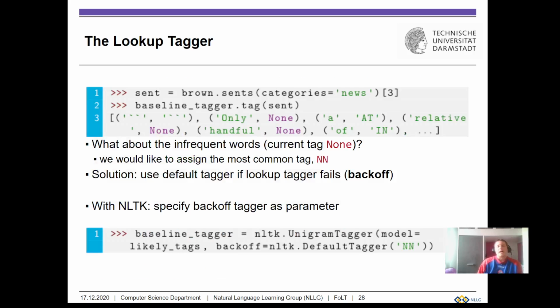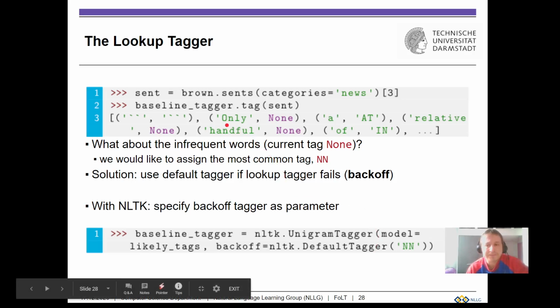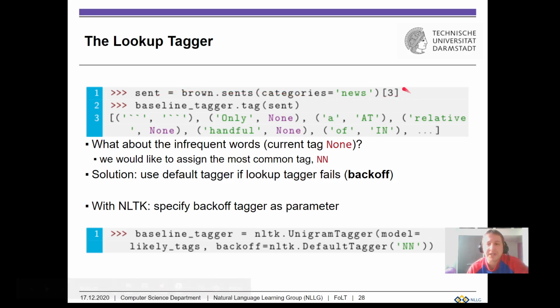Good. Now let's apply our lookup tagger. We take the third sentence and we tag it, and we see only a relative handful correct. So we see "a" is an attribute of "is", a preposition, so that's going to be correct. But you see that it still makes quite a few mistakes, right? "Only" has been tagged as none because it's not one of the most frequent words.